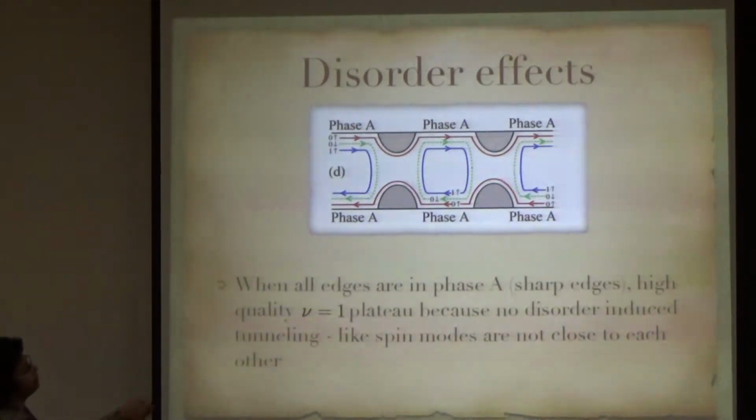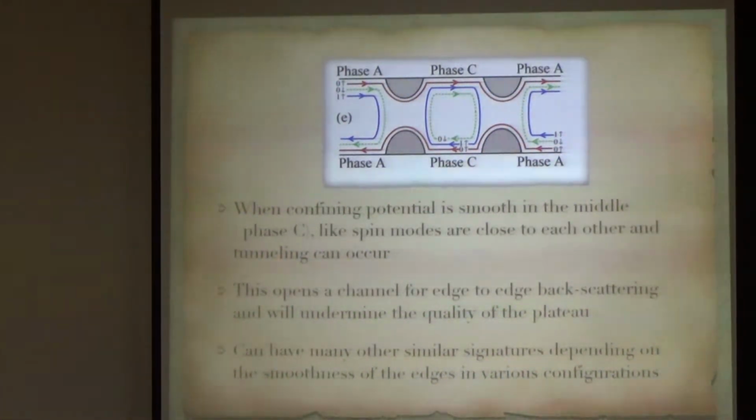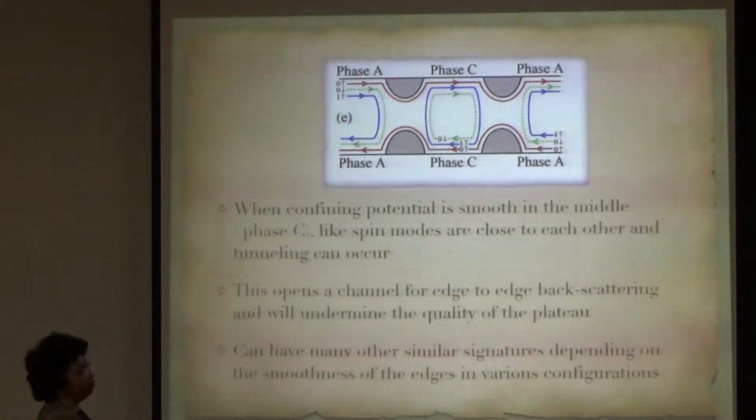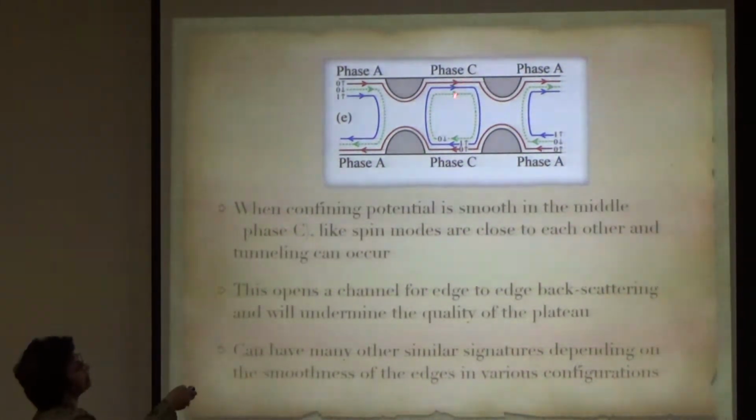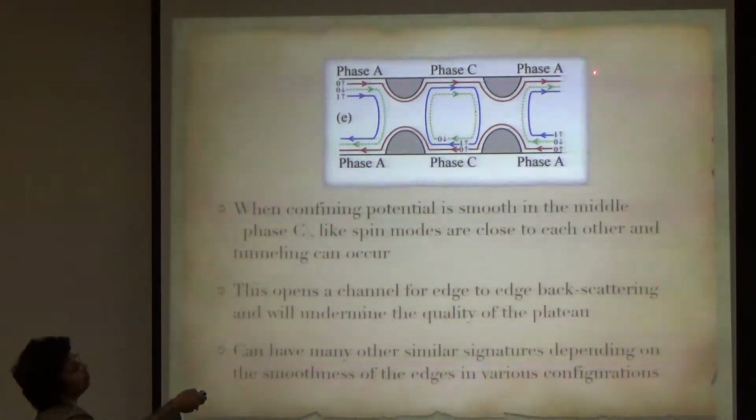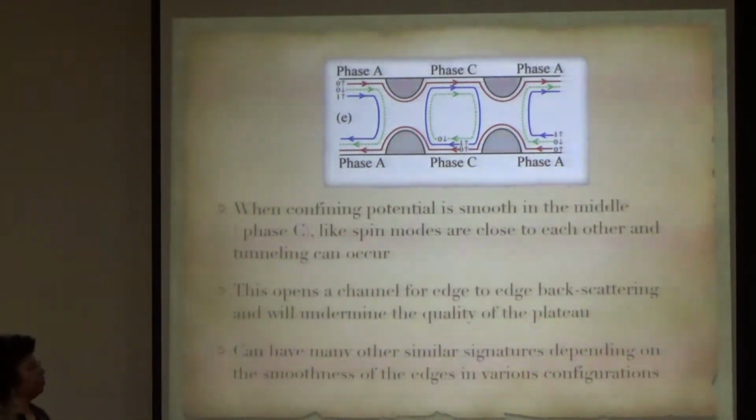On the other hand, if in the central region I change it to phase C, by changing the slope or the width of how slowly it goes to the outside, then if you have two like spins close to each other, you can have backscattering. There can be backscattering here, and so this nu equal to 1 plateau, which is due to this red 0 up state, will get backscattered, and you will not get such a good plateau anymore. So it will undermine the quality of the plateau. So you can have other signatures as well.